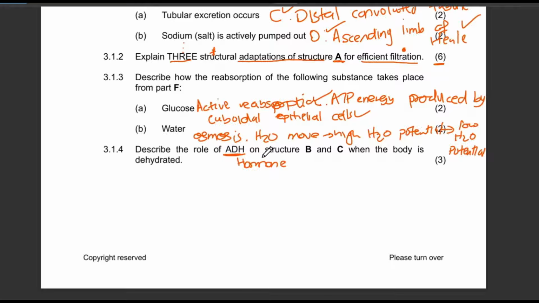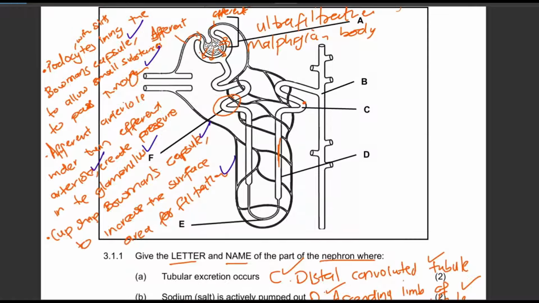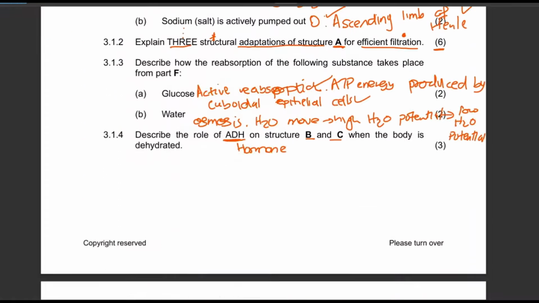So describe the role of ADH on structure B and C when the body is dehydrated. What is B and C? Collecting duct and the distal convoluted tubule. All right, this takes us back to homeostasis, guys, to understand when exactly ADH is secreted and what it does to the renal tubules to either facilitate a higher reabsorption of water or less reabsorption of water. Okay, so how we're going to answer this is more ADH will be produced. So if the body is dehydrated, we are going to produce more ADH. Remember, with hormones, you are allowed to write abbreviations. You don't have to write the full name, antidiuretic hormone.